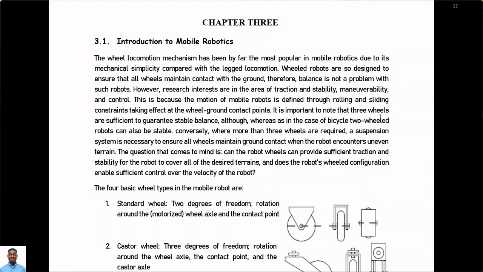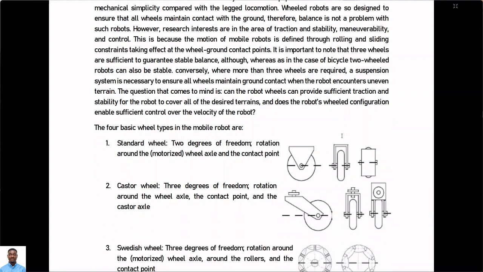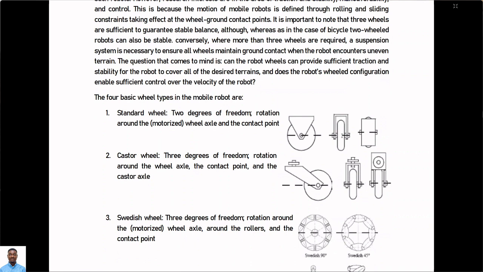Of these two kinds of locomotion, the wheeled is the most applied. Why is this? It is because the mechanism for wheeled locomotion is simpler compared to that of legged locomotion. Based on that, you would see more wheel-propelled mobile robots as compared with the legged kind of locomotion. And there are basically 4 types of wheels for the wheeled mobile robot.